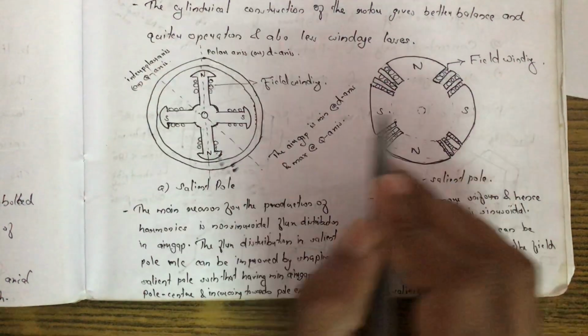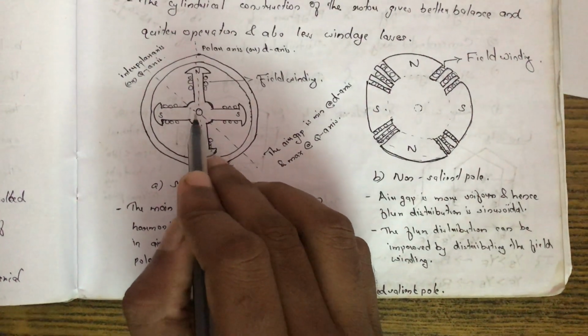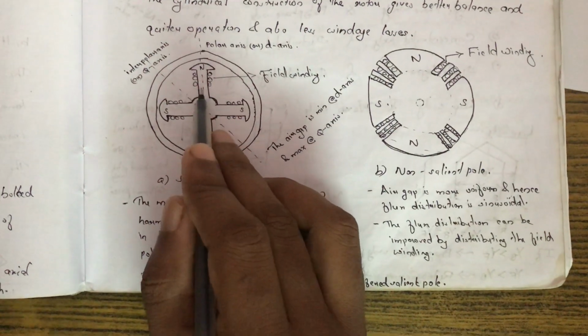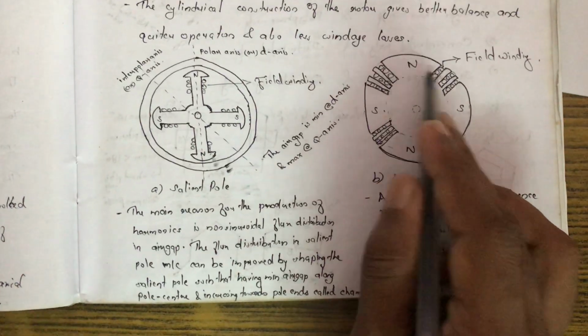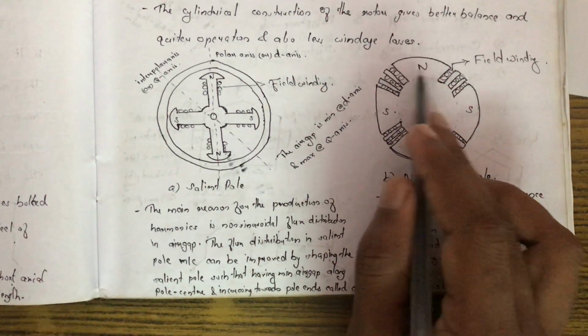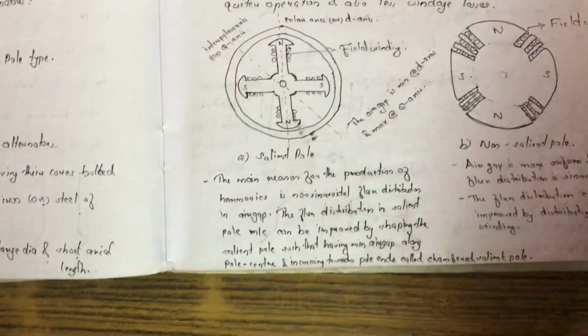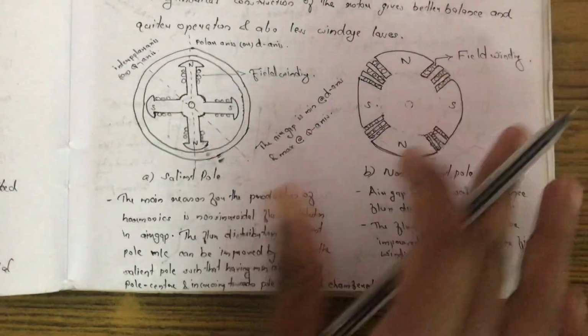So according to the rotor construction, alternators are classified into salient pole and non-salient pole. Salient pole means the projected poles, and non-salient pole or cylindrical poles are named according to their rotor construction. Now let us compare the salient pole and non-salient pole alternators.